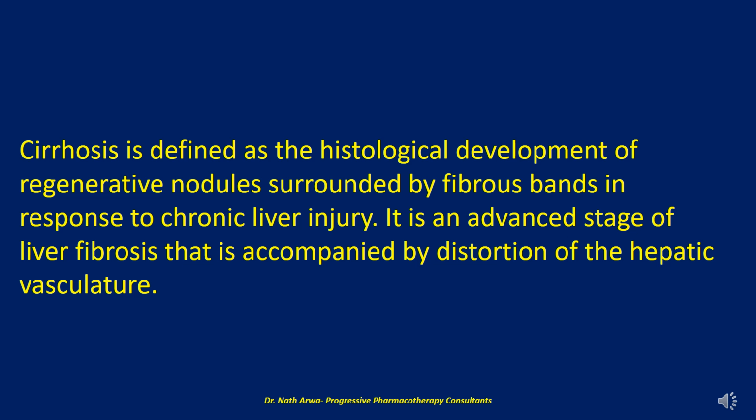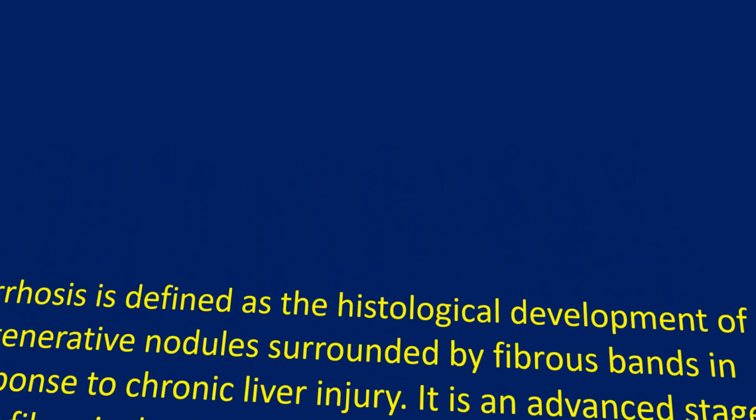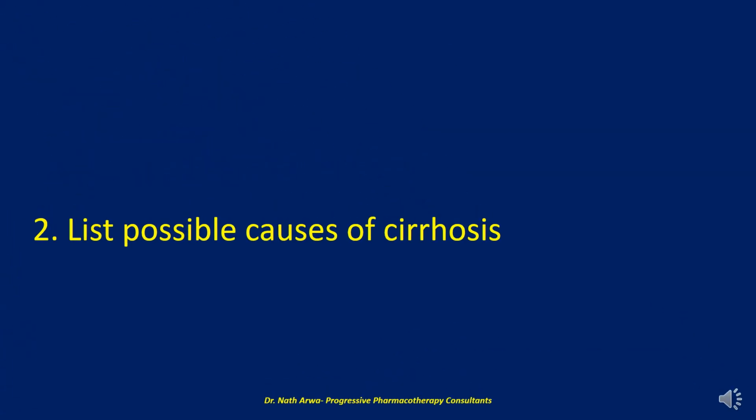Cirrhosis is defined as the histological development of regenerative nodules surrounded by fibrous bands in response to chronic liver injury. It is an advanced stage of liver fibrosis that is accompanied by distortion of the hepatic vasculature. Question 2 reads, list possible causes of cirrhosis.